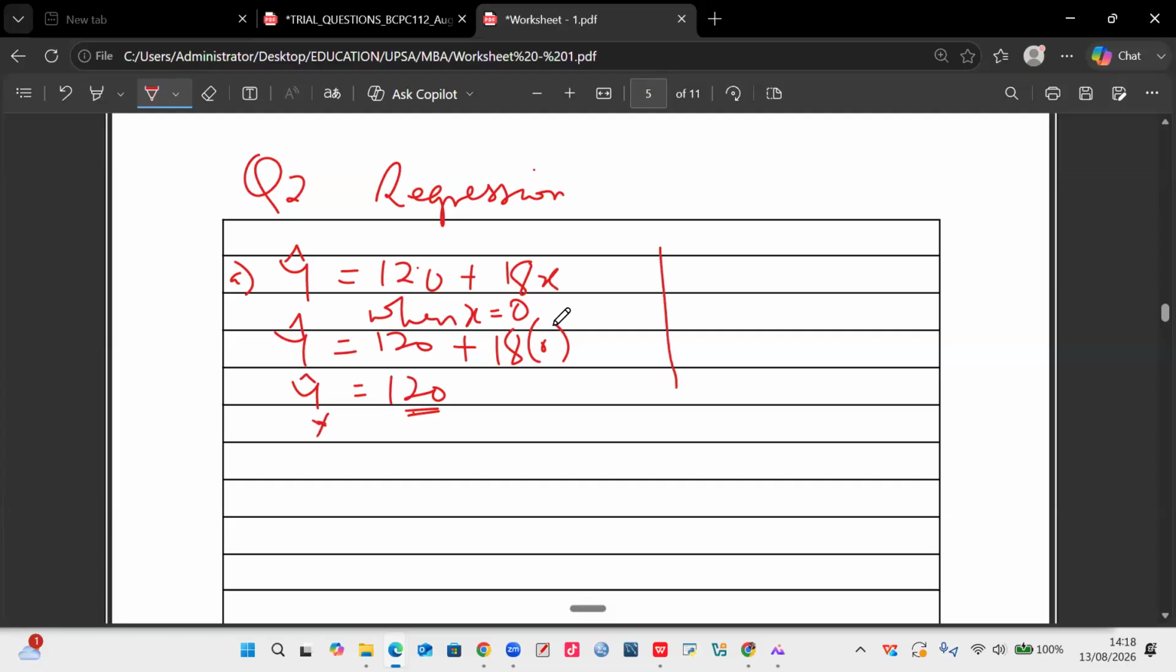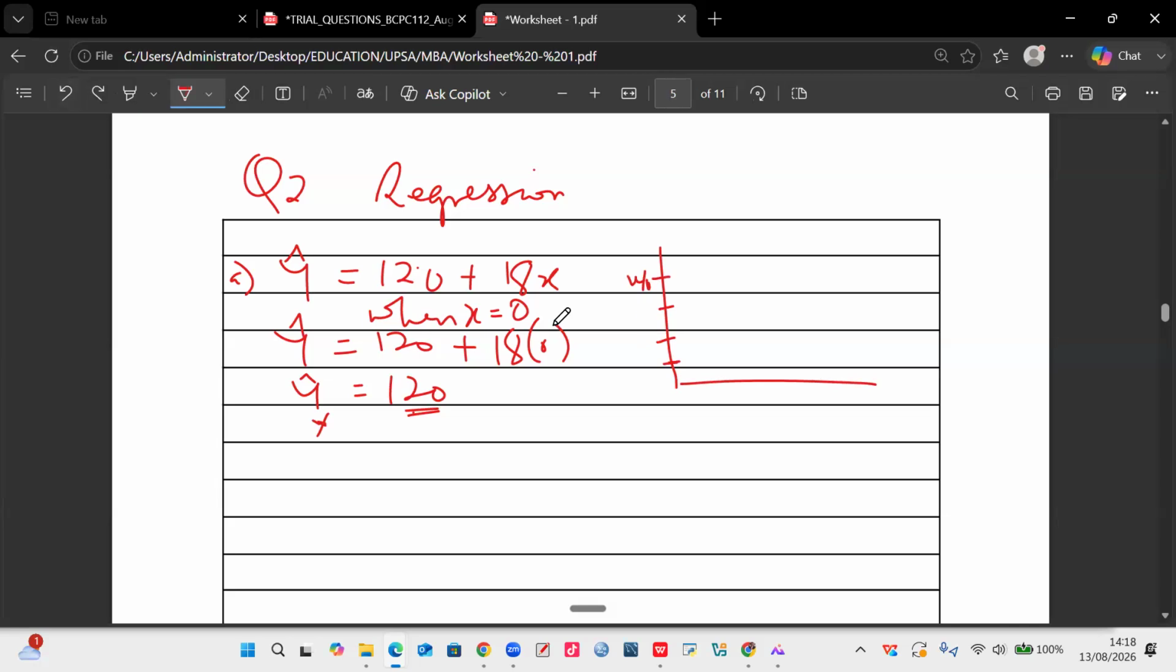So if I'm to draw a curve like this, let's say 40, 80, 120, 160. So the intercept is the point on the y-axis.